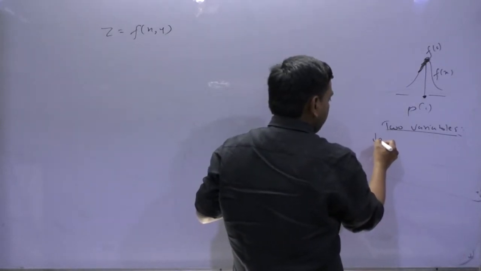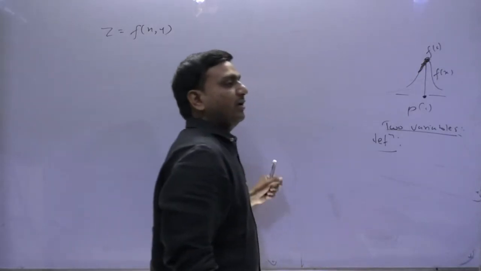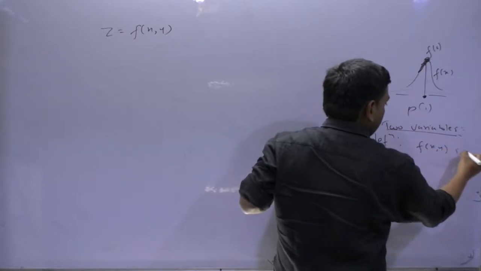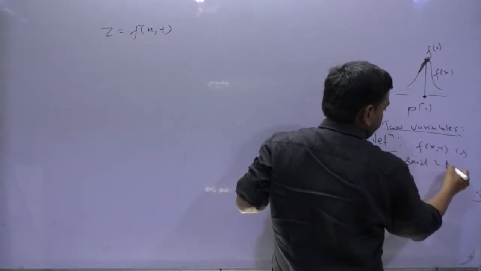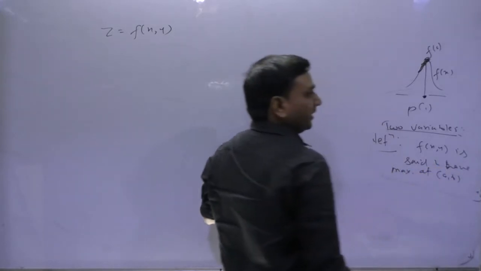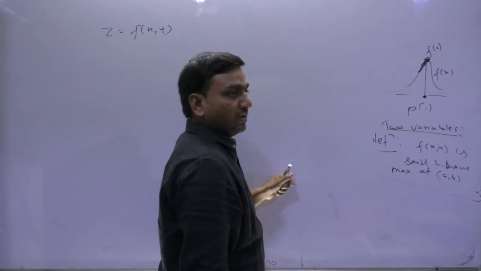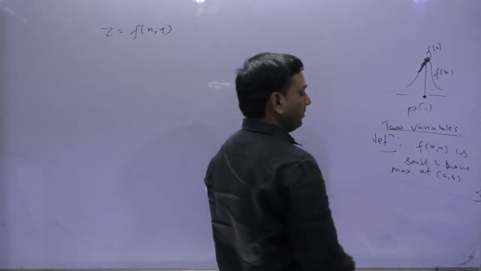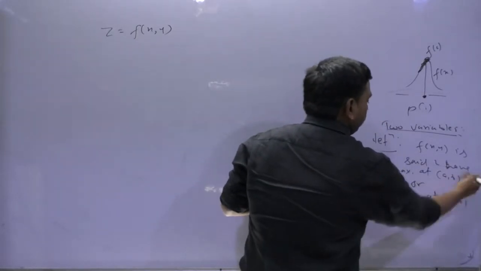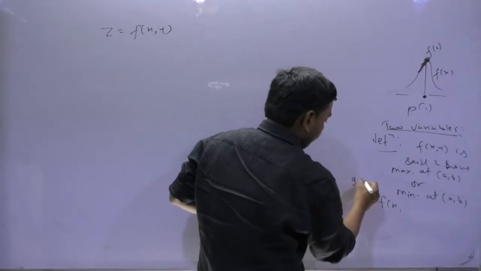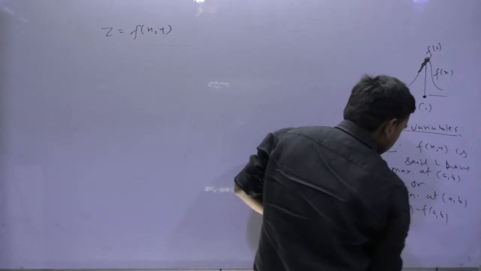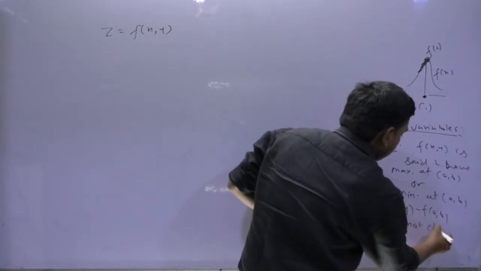So definition. A function f of (x, y) is said to have maxima at (a, b) or minima at the point (a, b) if f(x, y) minus f(a, b) does not change its sign.